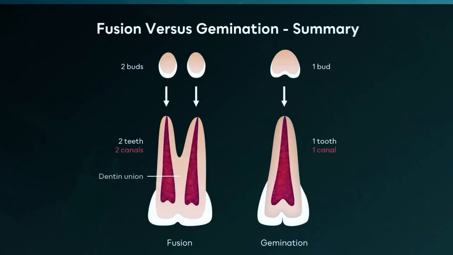So in discussing fusion versus gemination, on the left we have fusion, which starts with two distinct tooth buds. These tooth buds fuse together to form two teeth that have their dentin glued together and form two separate root canal systems. While in gemination, there's one tooth that bifurcates and divides at the crown with a single root canal system present. Remember, in fusion, there's one tooth missing, and in gemination, the tooth count is normal.